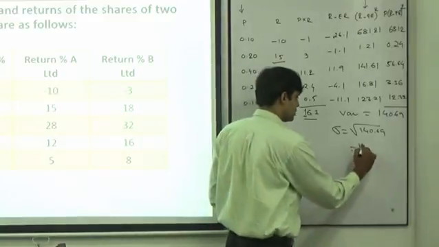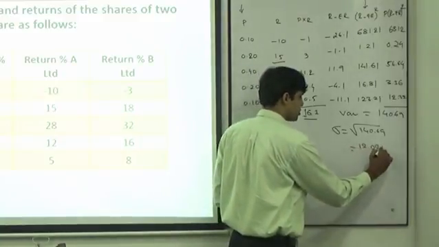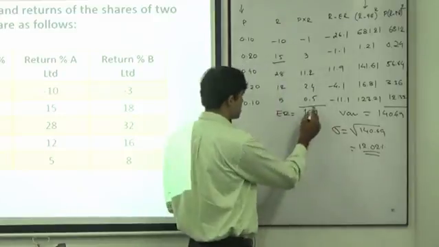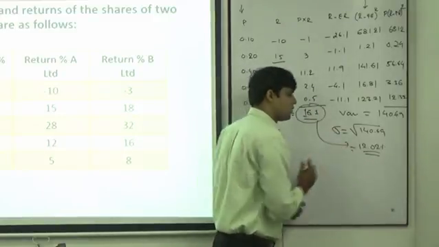It is 12.02 percentage. So now you can understand this is my mean level and this is the risk on that.